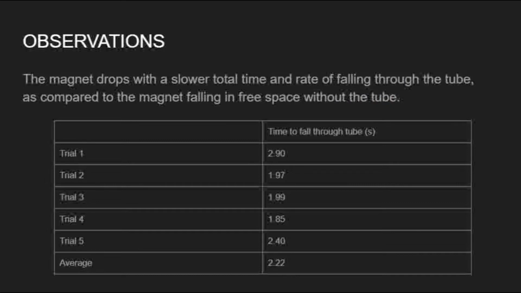We observed that the magnet drops with a slower total time and rate of falling through the tube as compared to a magnet of the same mass falling in free space without the tube. The average time to fall through the tube was found to be 2.22 seconds.